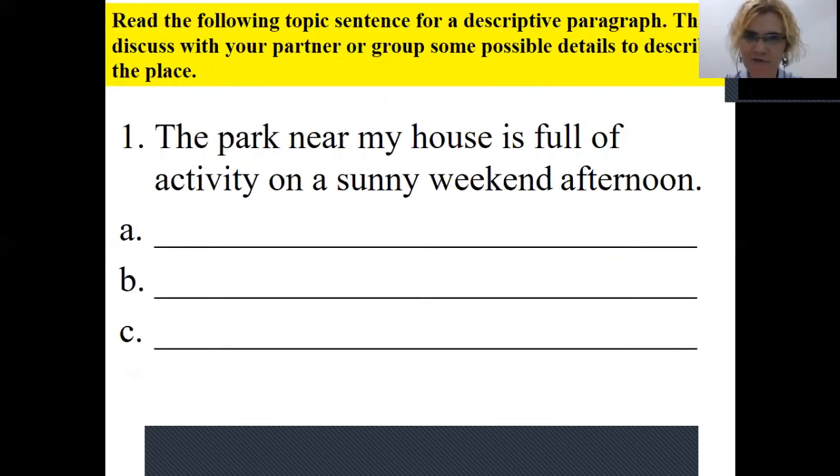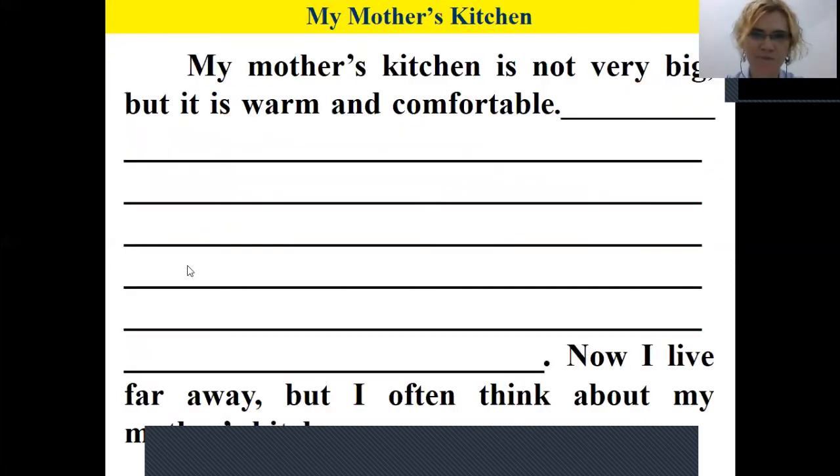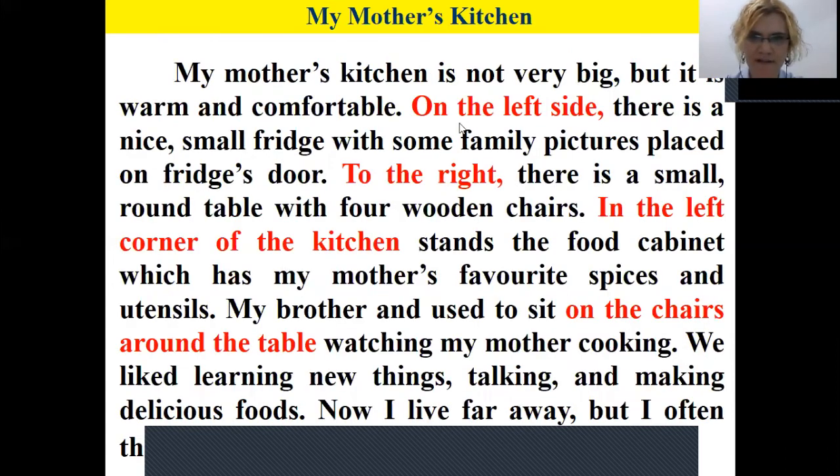The park near my house is full of activity on a sunny weekend afternoon, and you can come up with your main point 1, main point 2, main point 3, and all that. Just pacing fast. Here you have a topic sentence. My mother's kitchen is not very big, but it is warm and comfortable. And now I live far away, but I often think about my mother's kitchen is the concluding sentence. So basically here go the main points, 1, 2, 3, which are the development, the description. On the left, to the right, in the left, on the chairs, you see that? So these red phrases are the spatial order.